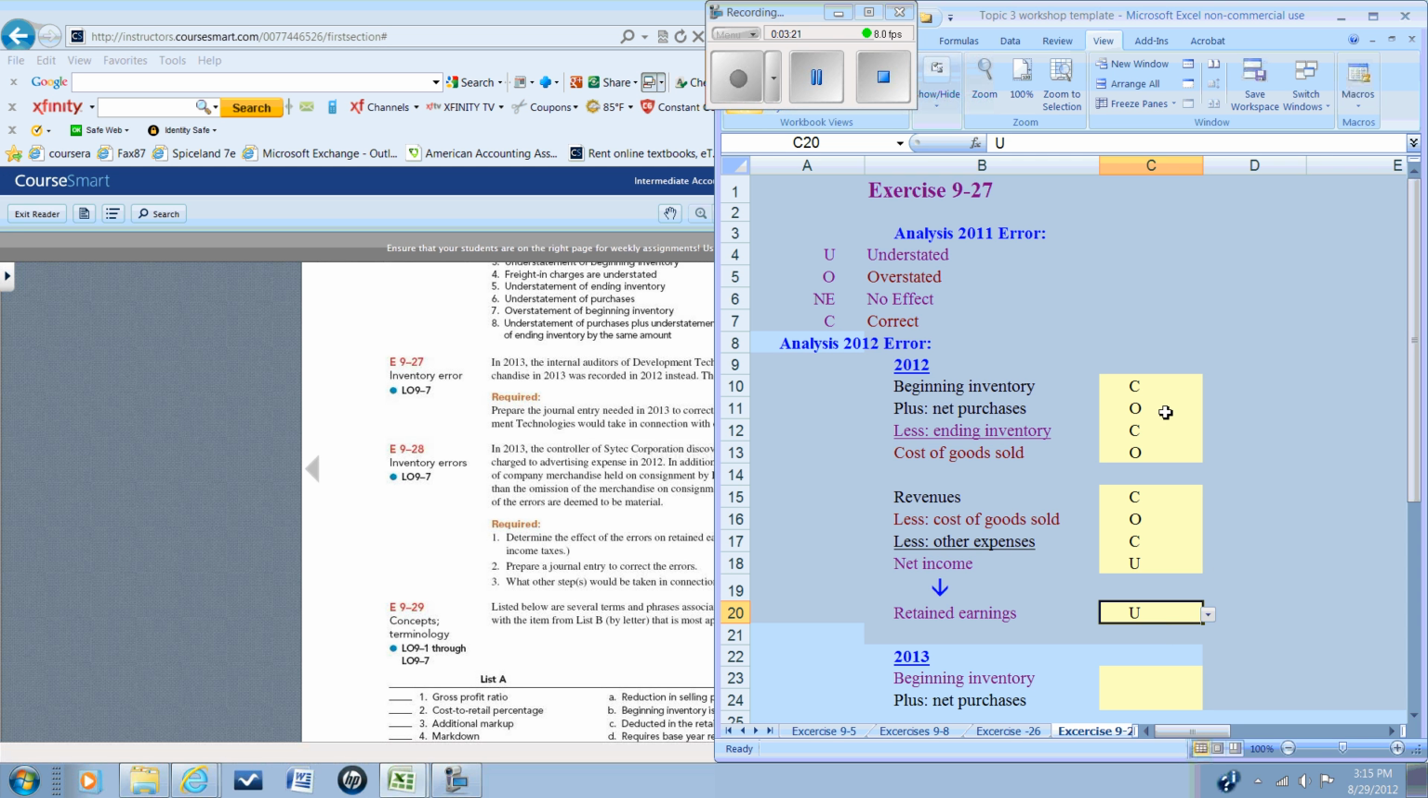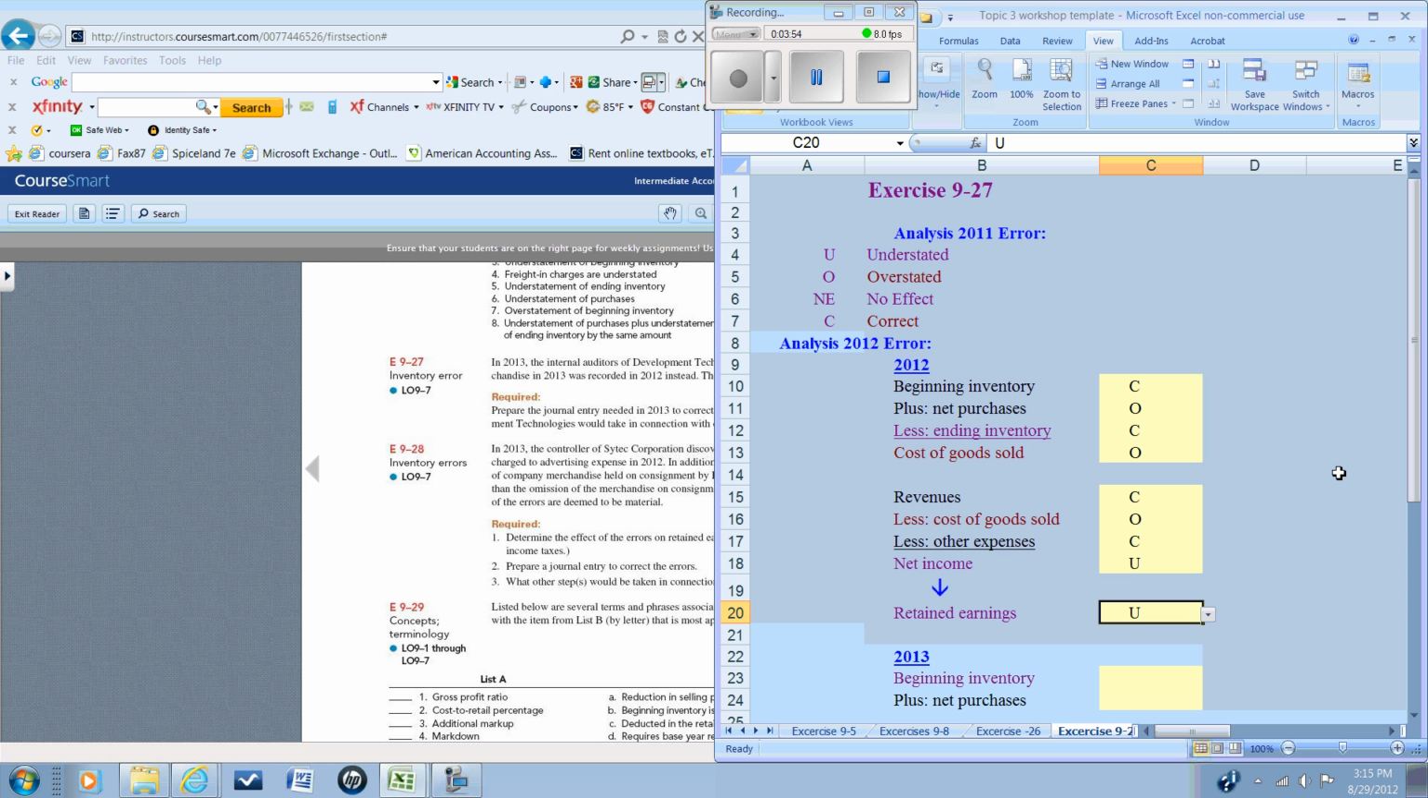So the overstatement in purchases causes the cost of goods sold to be overstated. That then gets transferred onto the income statement. The overstatement of cost of goods sold results in net income being understated. Net income flows through to retained earnings, so it is at the end of 2012 understated by the same amount.